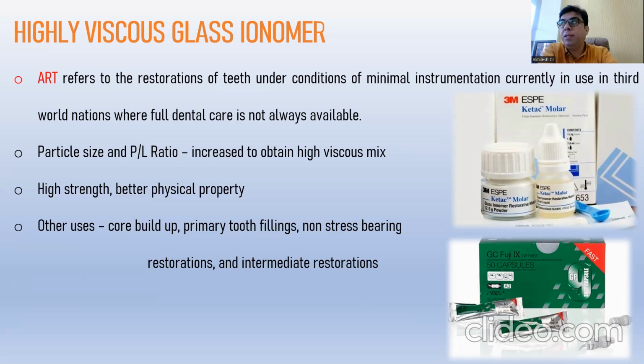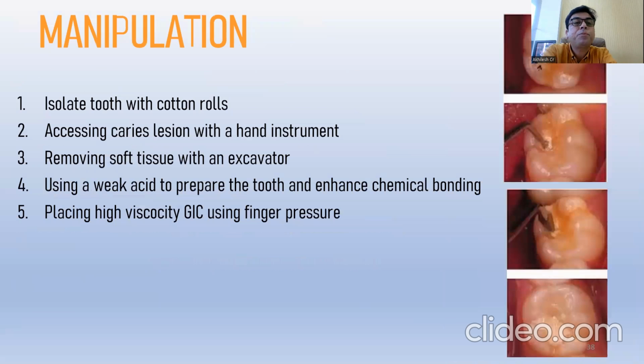The other uses for highly viscous glass ionomers are core buildup, primary tooth filling, non-stress bearing area restorations, and intermediate restorations.